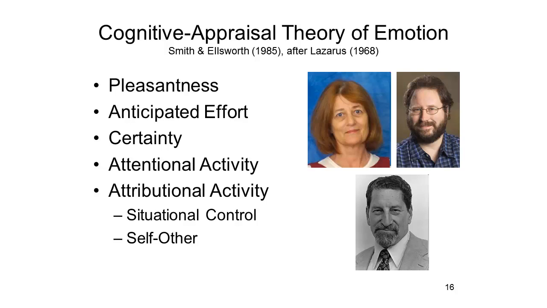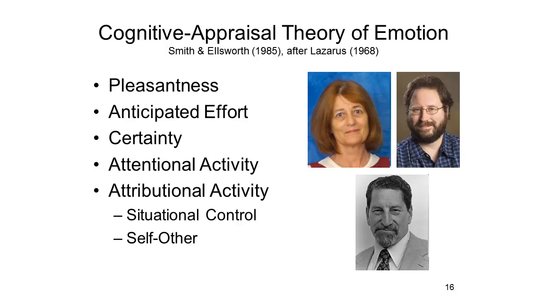First, its pleasantness, its feeling, or its valence, whether it's positive or negative. Second, the amount of effort that's anticipated. Does the subject have to do something, or can the person do nothing? The third dimension is one of certainty or predictability. Another dimension is the amount of attentional activity or the intensity of cognitive focus. And then finally, there are dimensions of attributional activity.